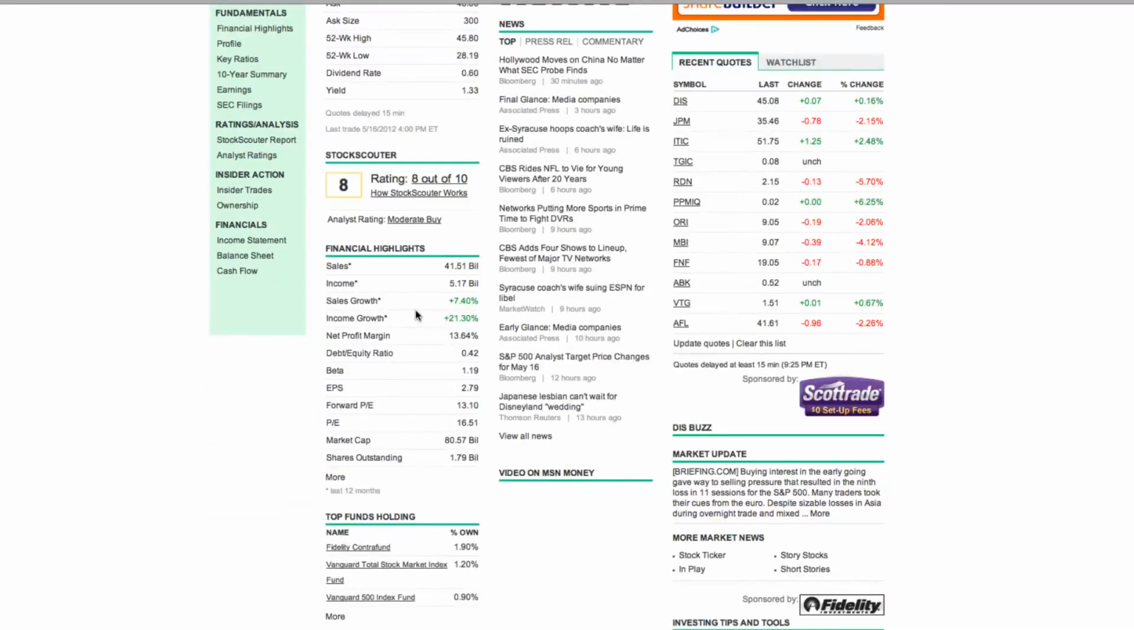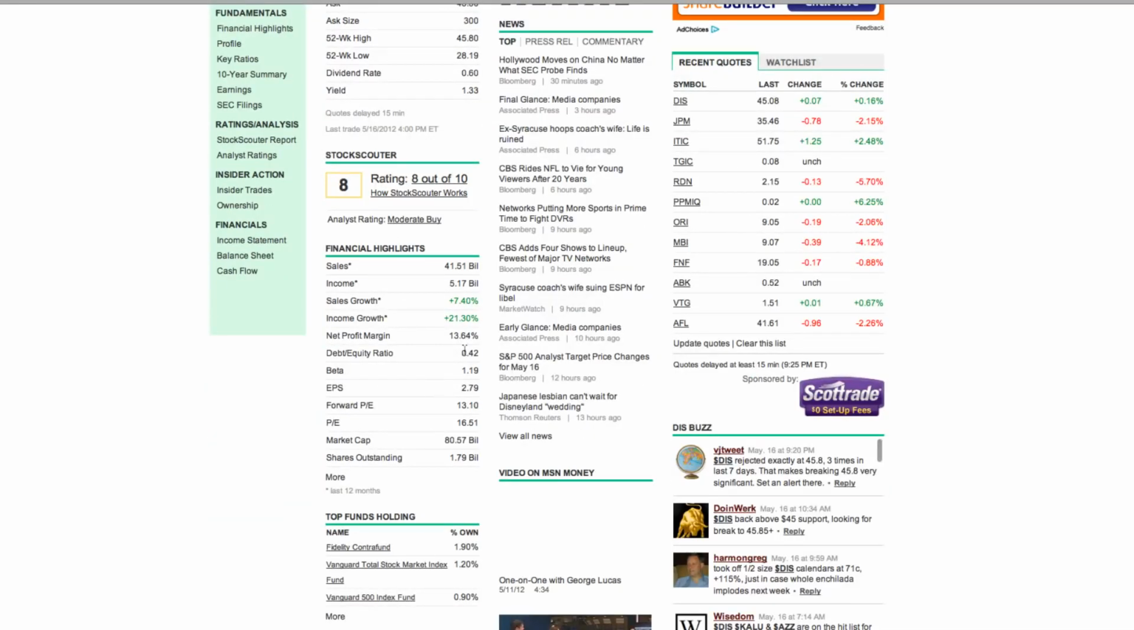So for Disney, we saw that the debt to equity ratio was 0.42, which we can generally say is a pretty conservative amount of debt, and Disney should be able to easily pay those debts at that ratio because they have enough income coming in to support it.